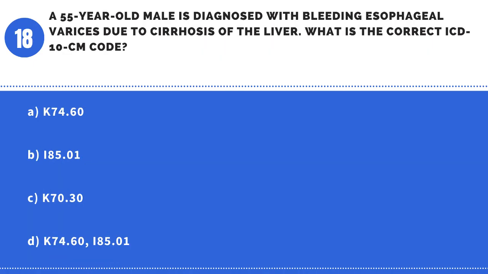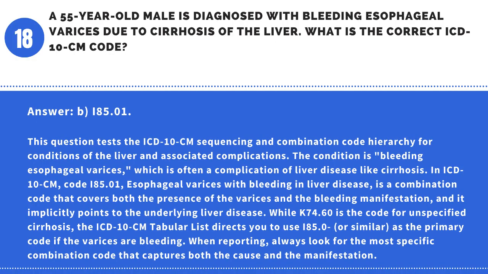Question 18. A 55-year-old male is diagnosed with bleeding esophageal varices due to cirrhosis of the liver. What is the correct ICD-10-CM code? A. K74.60. B. I85.01. C. K70.30. D. K74.60, I85.01. Answer B.